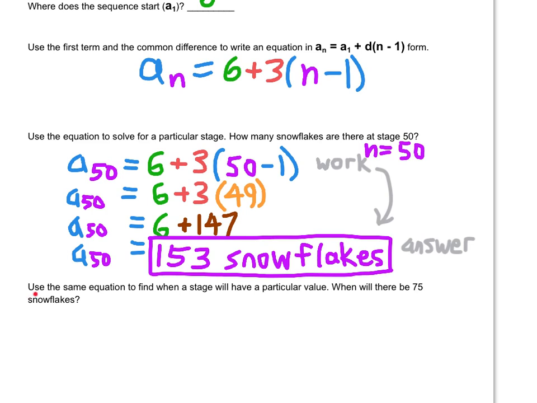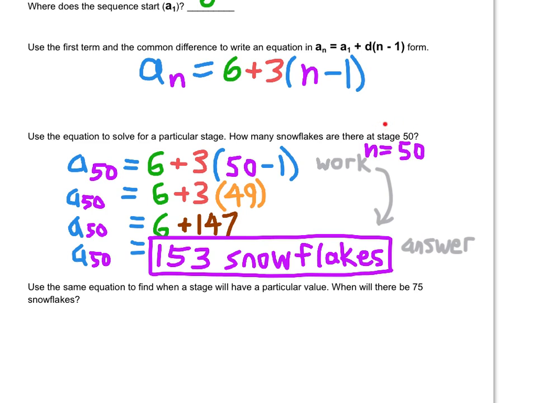For the next problem, then, use the same equation from above to find when the stage will have a particular value. So when will there be 75 snowflakes? So using this equation up above, a sub n equals 6 plus 3 times the quantity n minus 1. We now are asking, where would this 75 snowflakes go?